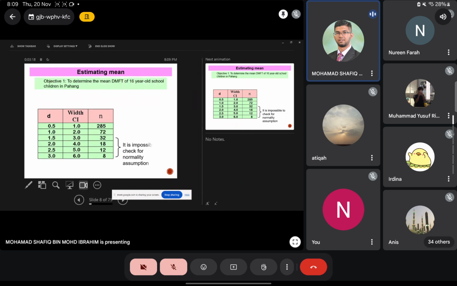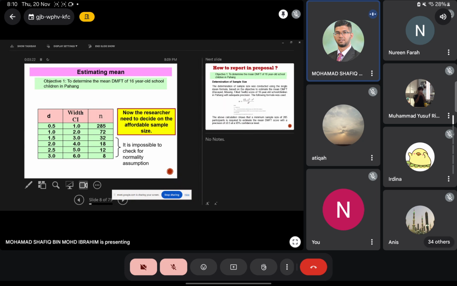So basically this is the idea: whenever you decrease the precision value, the sample size will be much higher.